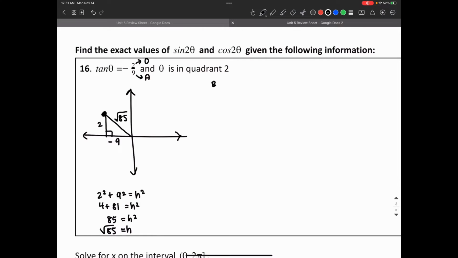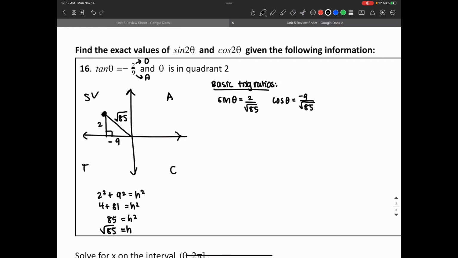So I'm going to start by finding the basic trig ratios, and those are sine. I'm only going to need sine and cosine. So sine is going to be opposite over hypotenuse, which is 2 over the square root of 85. And cosine of theta is going to be adjacent over hypotenuse, which is negative 9 over the square root of 85. And then I'm going to ask myself just to make sure, should sine be positive? All students take calculus. Yes, sine should be positive in the second quadrant and cosine should be negative. And so that's what I have, and that's good.